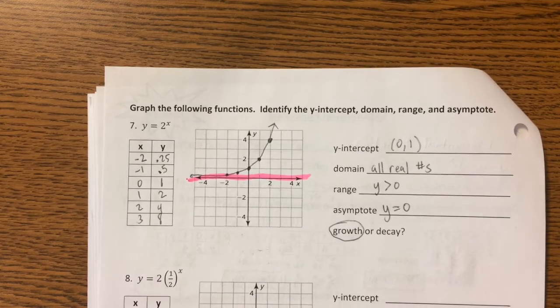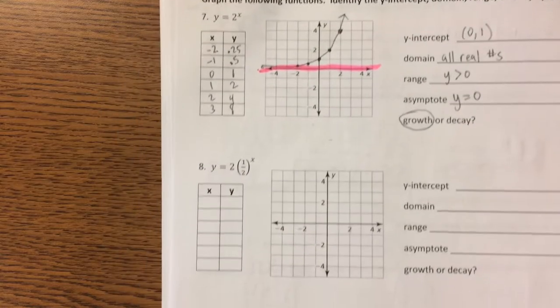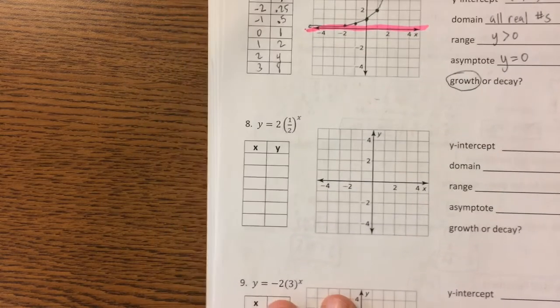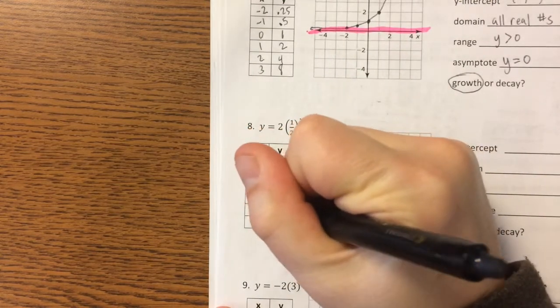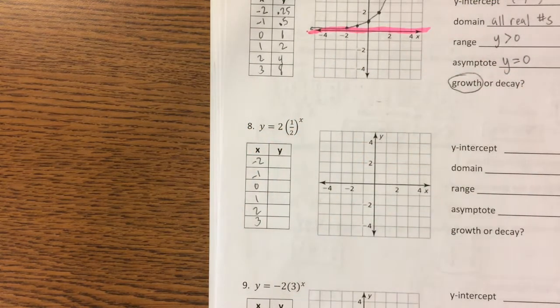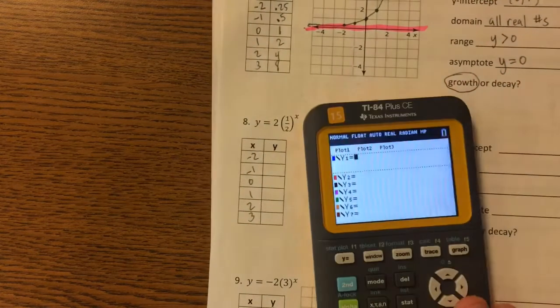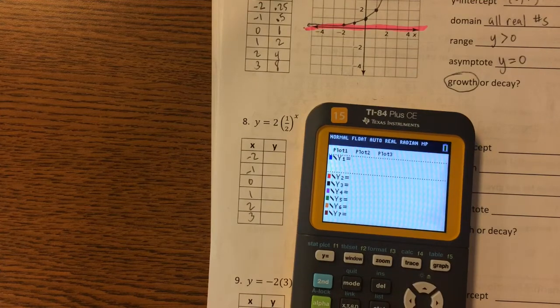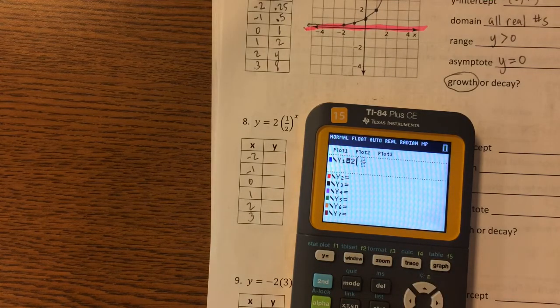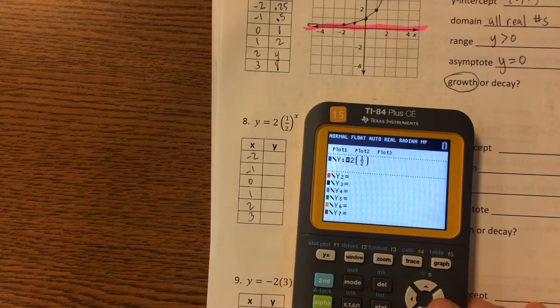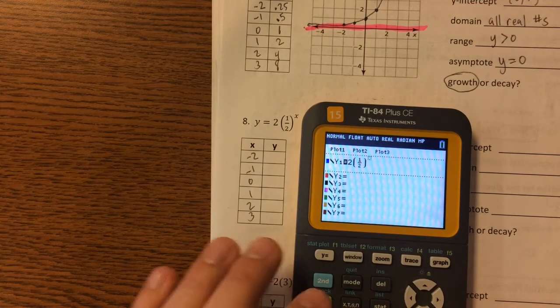All right, so let's try number 8. Let's work on the table. I'm going to use those same x values, -2, -1, 0, 1, 2, 3. I'm going to go to my calculator, clear out the last equation, and type the new one in. 2 times, and I'm going to put in the fraction as alpha y equals, enter, 1/2, close the parentheses, to the x power.